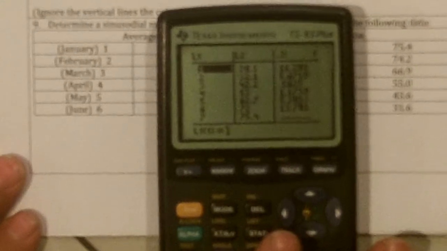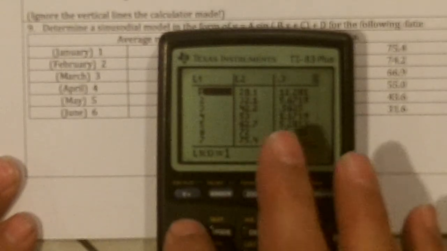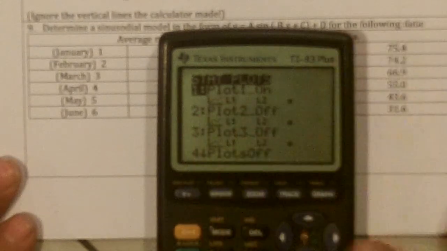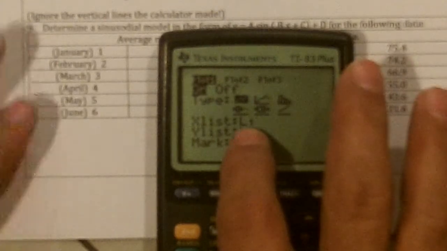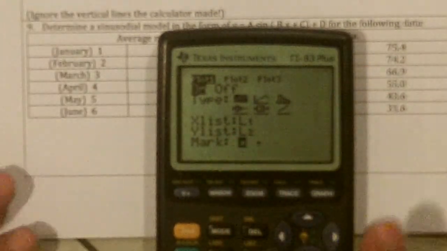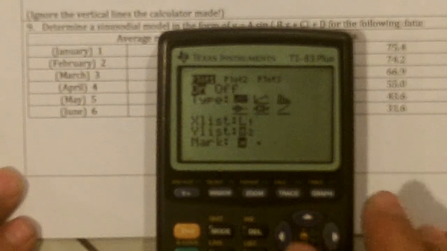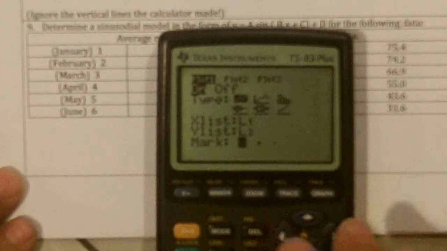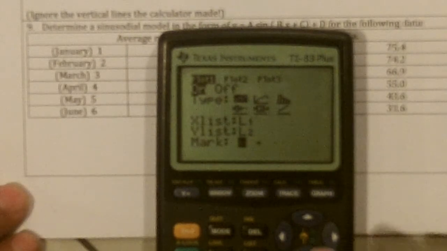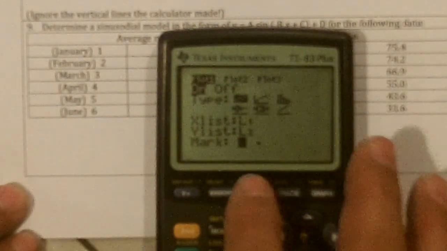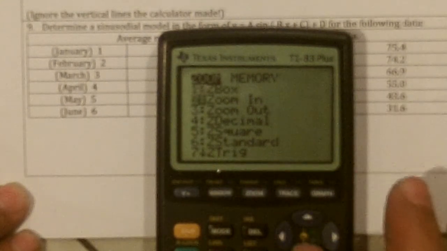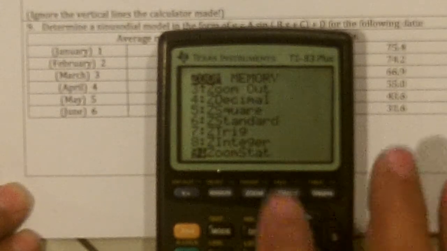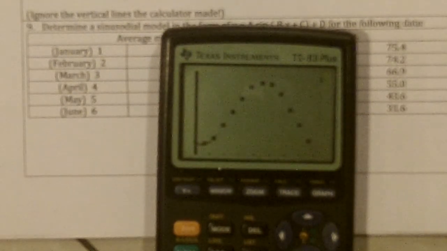And I put all those numbers in the table. Then I'm going to turn on a plot. So second y equals. I'm going to select plot number 1, and I'm going to make sure that it's on, that it's a scatter plot, and it's using list 1 as the x's, and list 2 as the y's. I'll come down here and do crosses. Well, maybe I'll leave them square so you can see them better on the video camera. Then the easiest way to see this, I can go zoom stat, which is 7. Oh, no, that's trig. Stat is 9. There we go. And then we can see the curve.